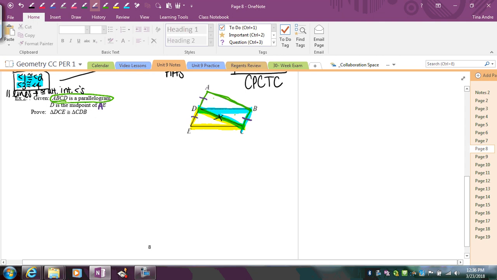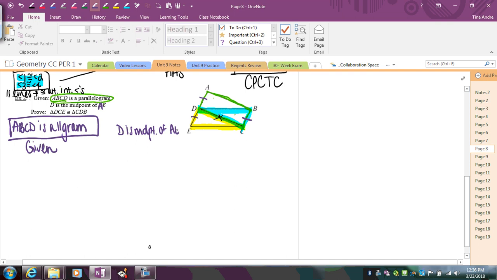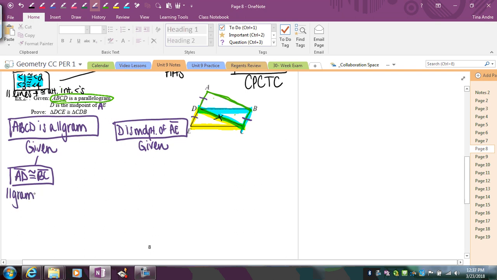So let's start with using what we have. So let's go ahead and write down our given here. So I have ABCD is a parallelogram. So that's given. We know that D is the midpoint of AE. So that's given. So we've already made some conclusions. So let's talk about those. So we have our parallelogram. We knew right from that that AD is congruent to BC, because a parallelogram implies opposite sides are congruent.